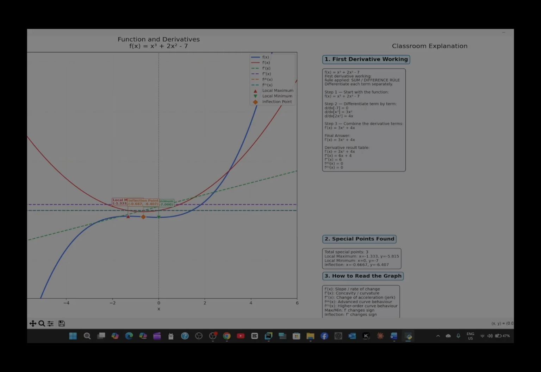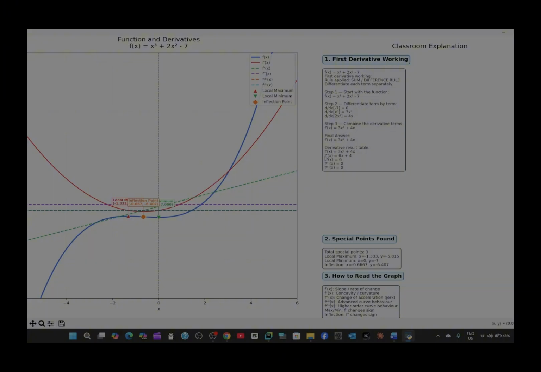So look at the first derivative working, the rule applied. This one is a sum or difference, the difference rule. Differentiate each term separately. So step one, start with the function given, x cubed plus 2x squared minus 7. Step 2, differentiate term by term. Derivative of minus 7, of course, is 0. Derivative of x cubed is 3x squared, and 2x squared gives 4x. The terms we got there, put them together. So the derivative is 3x squared plus 4x. So that is the final answer.